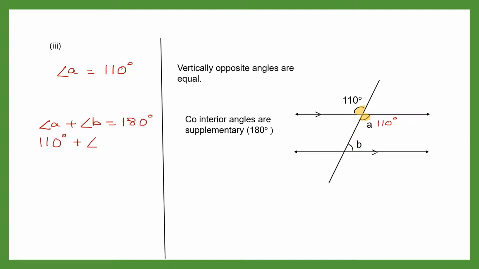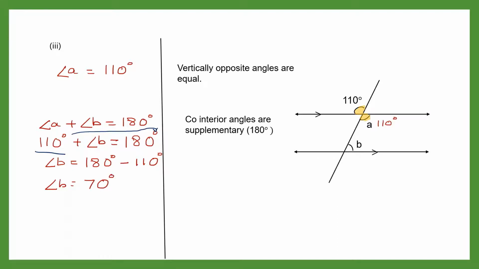Now we need to find angle B. Both these together equal 180 degrees. I'm going to leave angle B on the left hand side, 180 on the right hand side, and move plus 110 to the right hand side. It becomes minus 110. Angle B is equal to 180 minus 110, which is 70 degrees. So now we have found A to be 110 degrees and angle B to be 70 degrees.